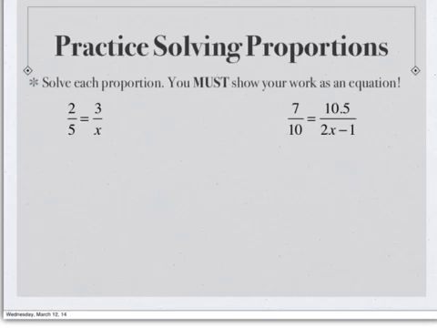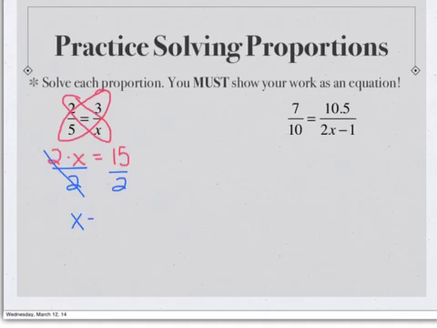Okay? So I'm going to multiply my 2 and my x. So I'm going to say 2 times x is equal to, and then I'm going to multiply the 3 and the 5, which is 15. Okay, you must have this equation part written down, even if it's really easy. I want you to write this part out. Now from here to solve this shouldn't be a problem, right? Divide by 2, and x equals 7.5.